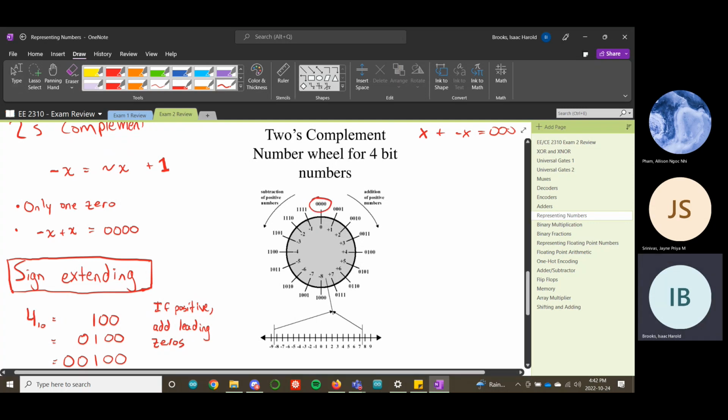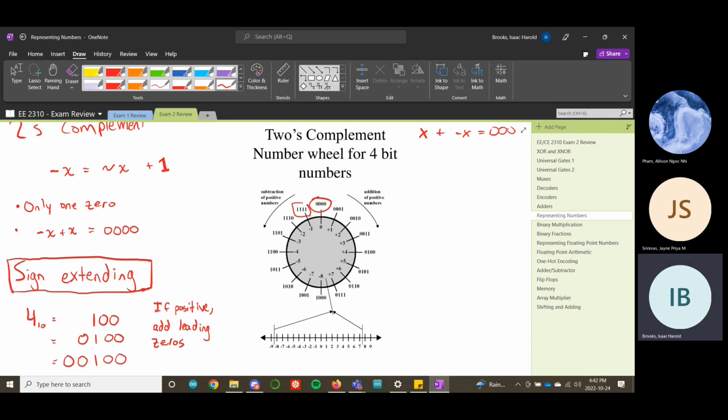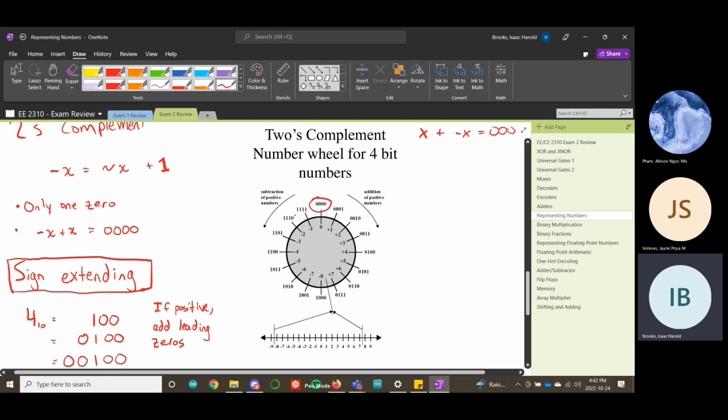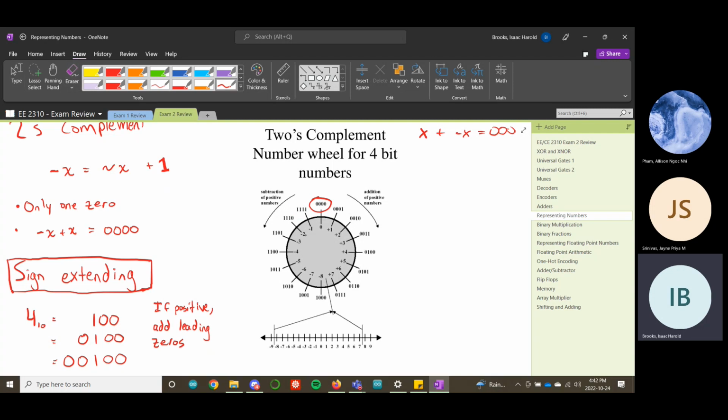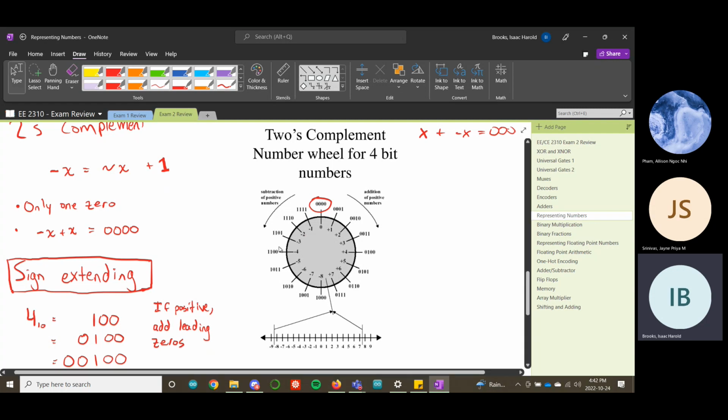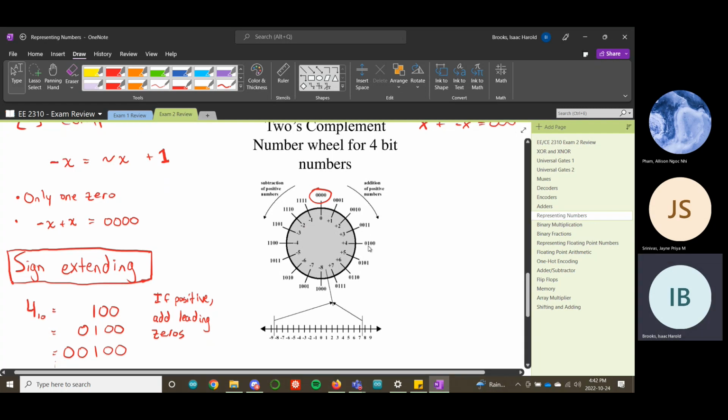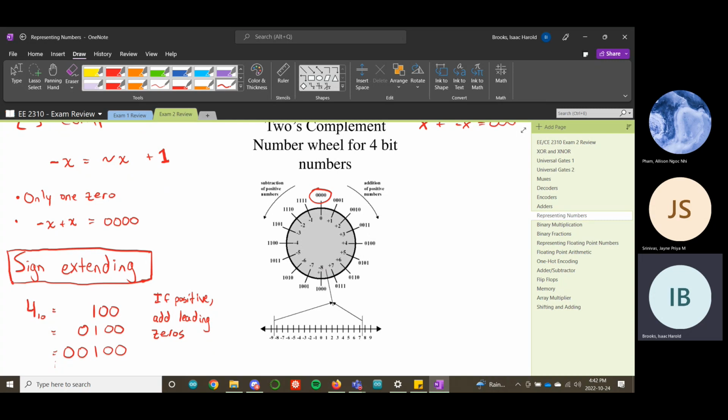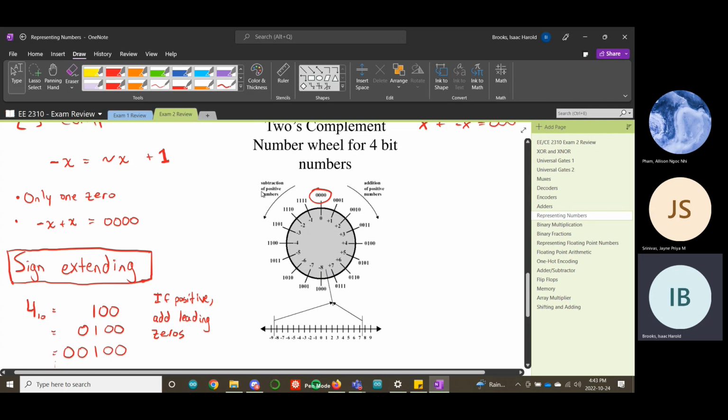It's all zeros. The string of all ones is not 0, as it was in the 1's complement. So we're making more efficient use of the number of numbers that we can represent. We're using every single one of them to represent a unique number. The disadvantage, of course, is that we have a -8, but we don't have a +8. But that's just one of the drawbacks of this system.